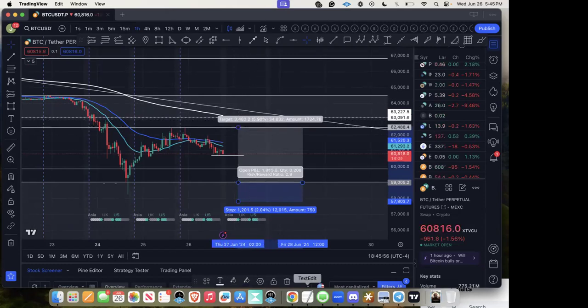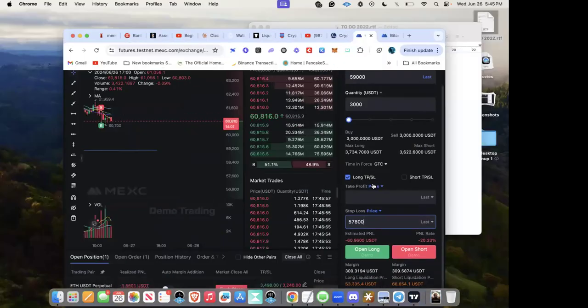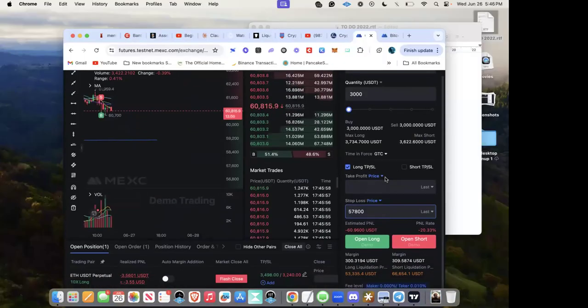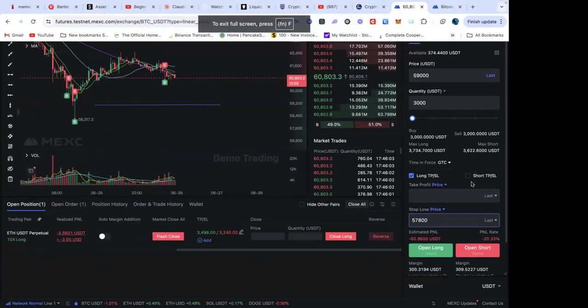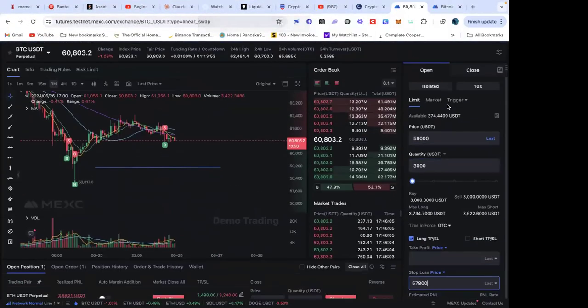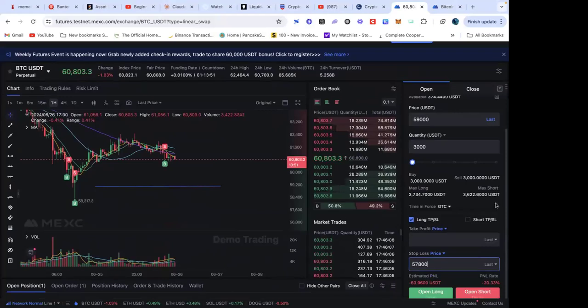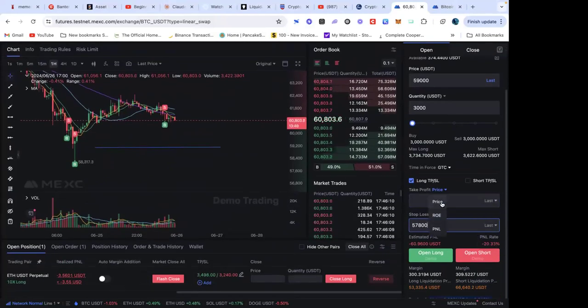If I also wanted to do that, how do I do that? I'm trying to figure out how to take multiple profits, and I can't seem to figure that out on this program. I don't know if it's because it's in demo mode. I should be able to do multiple entries and multiple take profits.